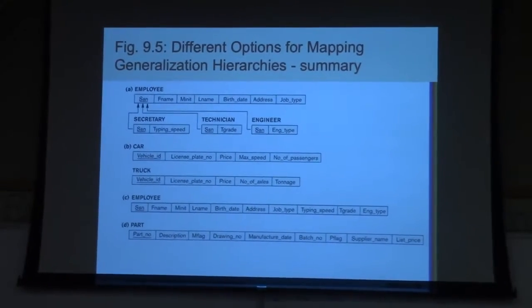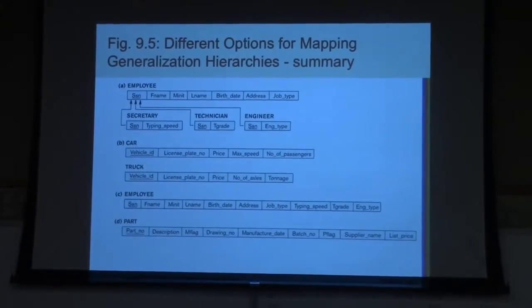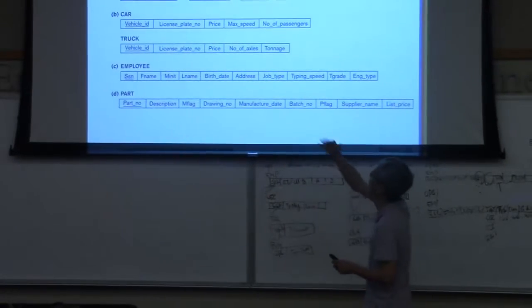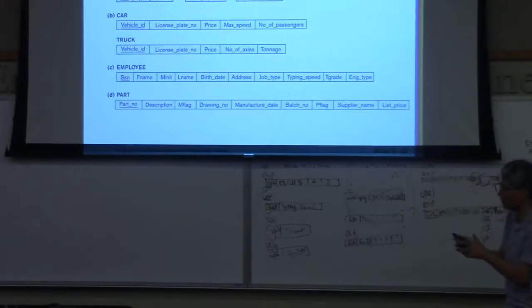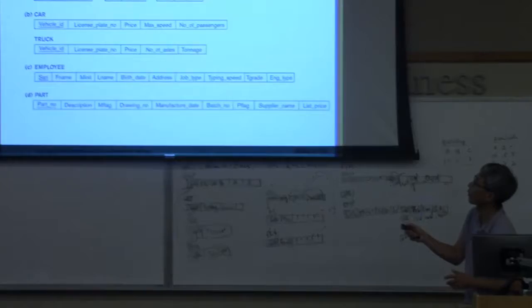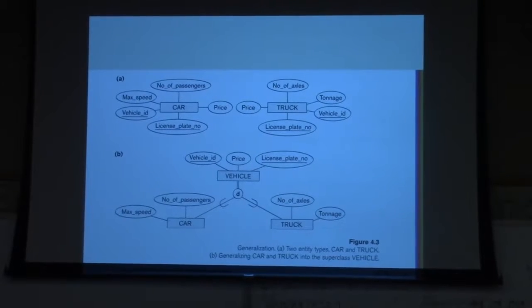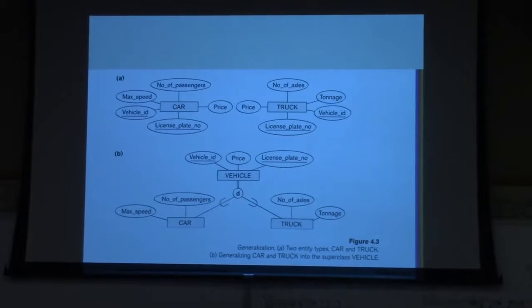The first example, the first option of this one. So we have the secretary table, technician table, and engineer table, and they refer to the SSN of the employee. Okay, what about the car and truck? So we have the car and truck. So here, car and truck. So we build its generalization to the vehicle.